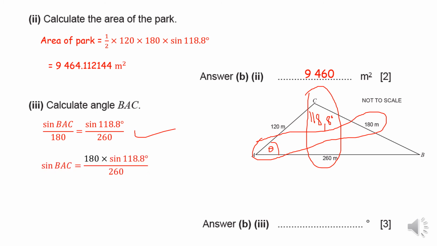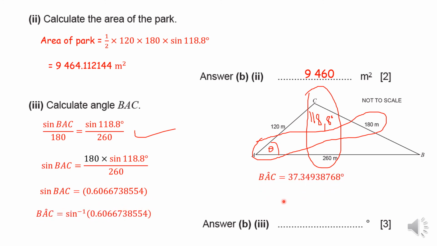And then multiply by 180, you clean this up, you get some decimal value, and once you get that value, remember you're looking for the angle, so you need to find the inverse sine of that value. Again, I cannot reiterate it more, your calculator should be in degree mode, and you should get 37.3 degrees, correct to 1 decimal place.